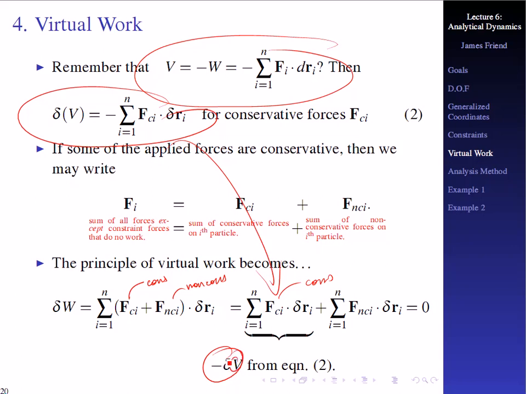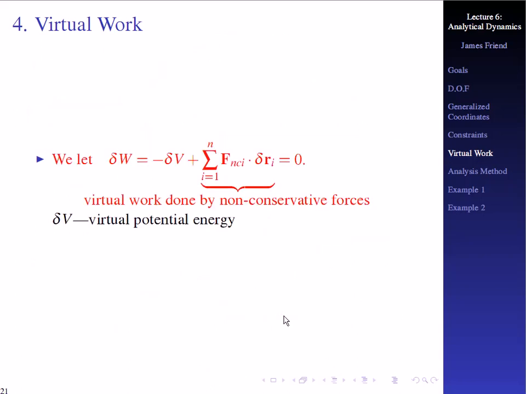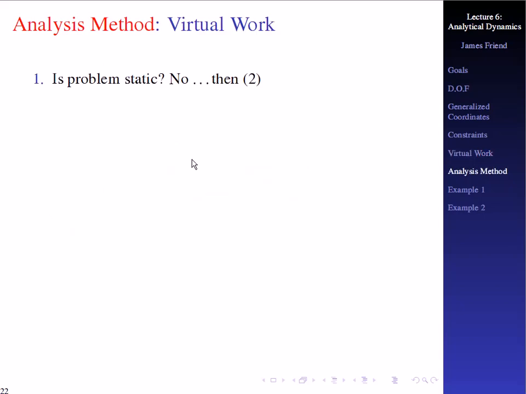Sometimes it's easy to find this potential function, and it's not so easy to figure out what the forces themselves are. So the virtual work altogether is equal to the negative of this variational operator, or virtual operator, on the potential energy plus the virtual work done by non-conservative forces. The delta V, we might call that virtual potential energy.